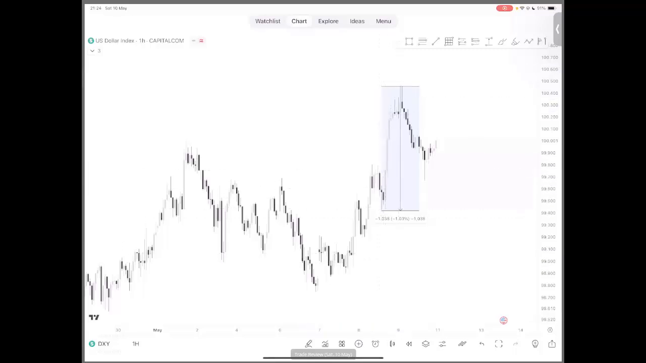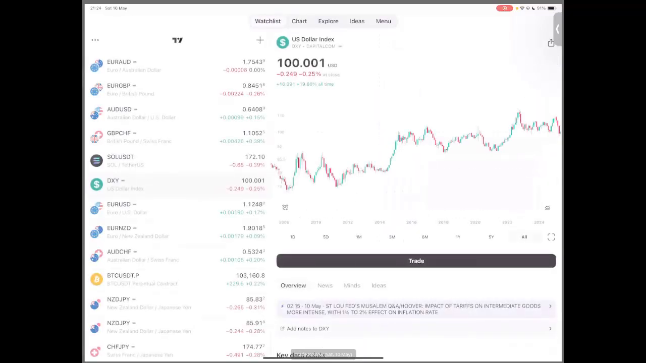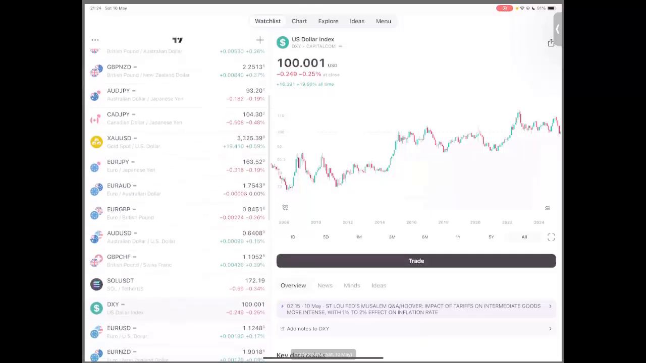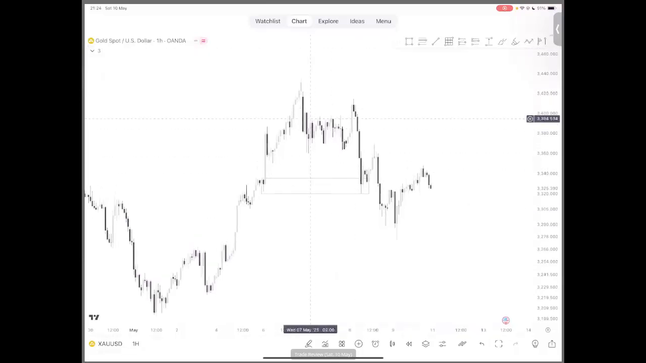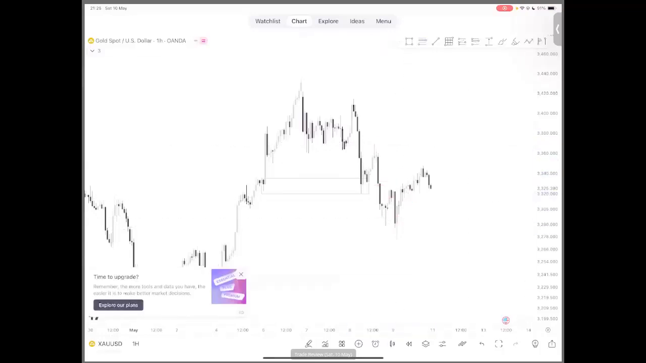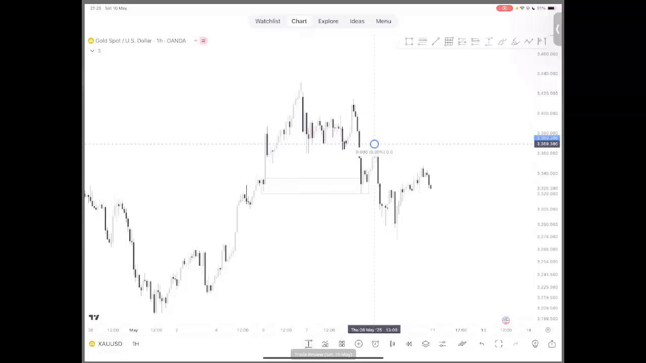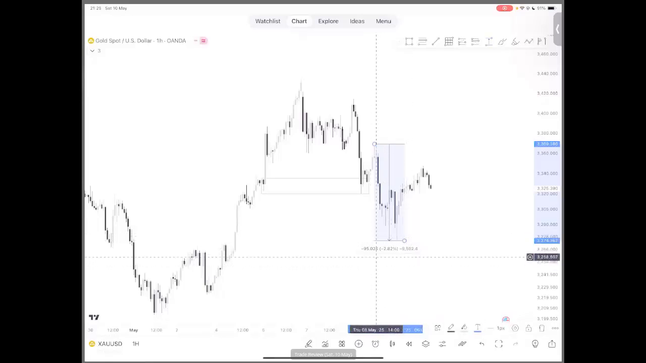So since DXY is buying on this Friday, you're anticipating that these pairs that have USD as their quote currency are going to sell. And that is why your buys will not necessarily hold. If you look at what happened from the level of that buy being triggered, we experienced a minus 2.82% decrease in price on gold. Why? Because DXY is buying, so this is going to sell.